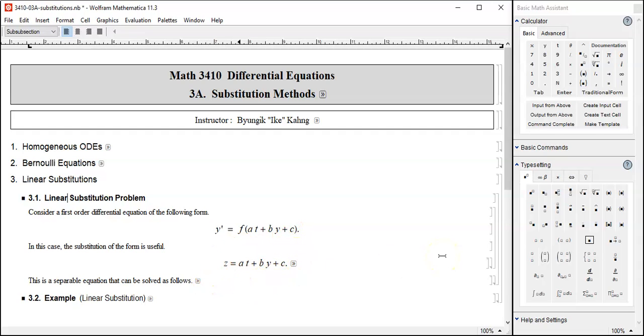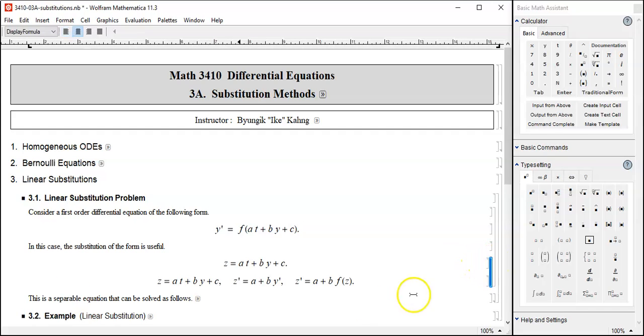Well, again, this is a differential equation, so you have to take the derivatives. Let's take the derivative of z, and this is what we get. Z prime is a plus b y prime, and what is y prime? This whole thing is y prime, and that's f of z. So what did we end up with? We ended up with an equation of z only. A is constant, b is constant, z prime is equal to some expression of z only. So this is again a separable equation.